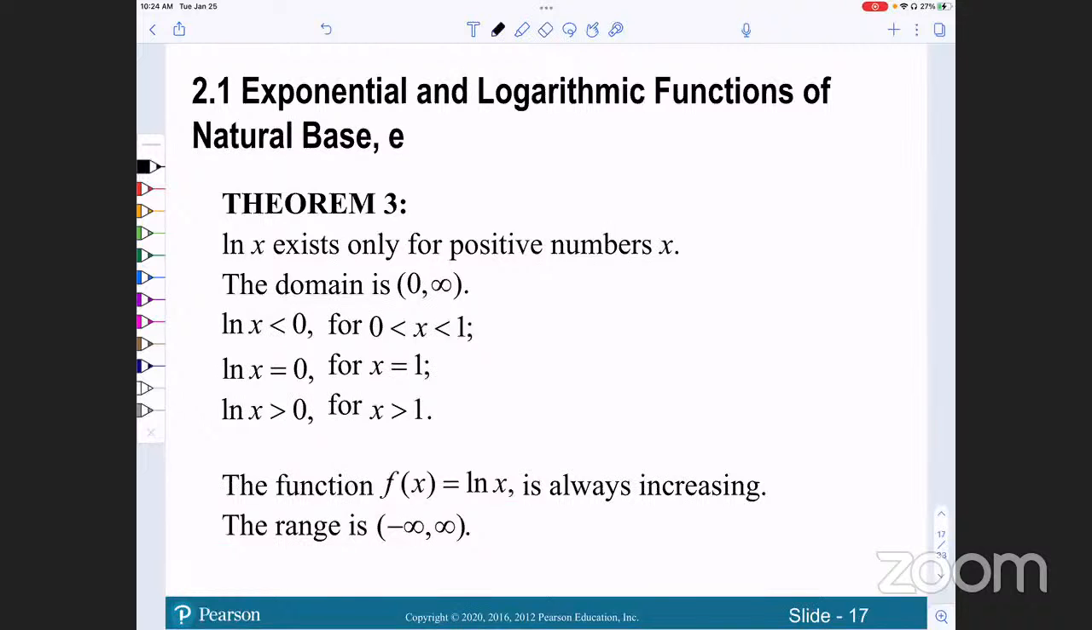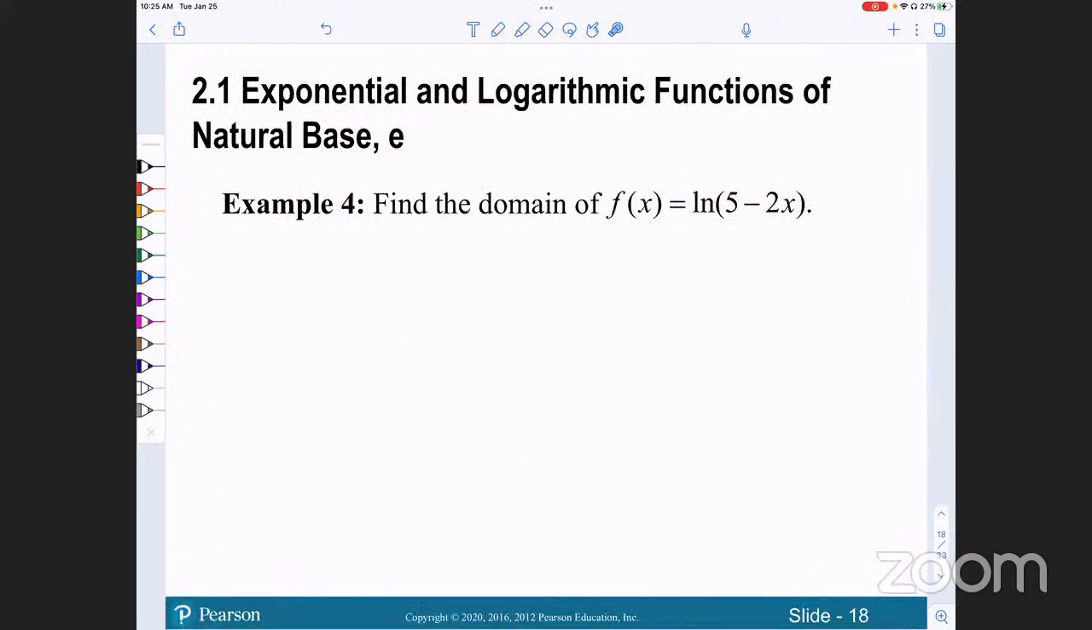Now we have this theorem that says that the natural log of x exists only for positive numbers x. So the domain of the log function is 0 to infinity. The natural log of x is negative, or below the x-axis, for any x between 0 and 1. Natural log of x equals 0 when x is 1, and the natural log of x is positive, or above the x-axis, when x is strictly greater than 1. The function f of x equals natural log of x is always increasing, and the range is all real numbers. We'll see the graph of the natural log momentarily.